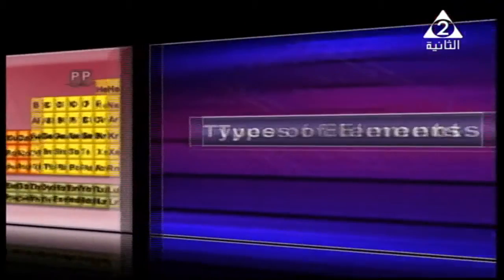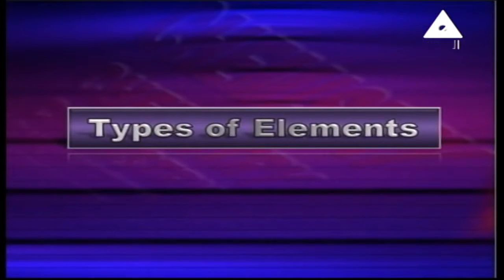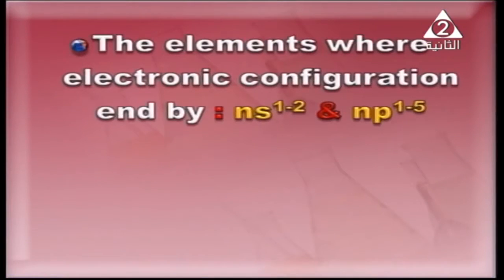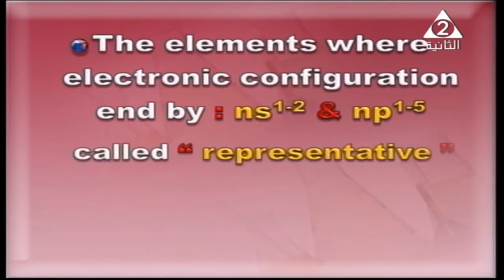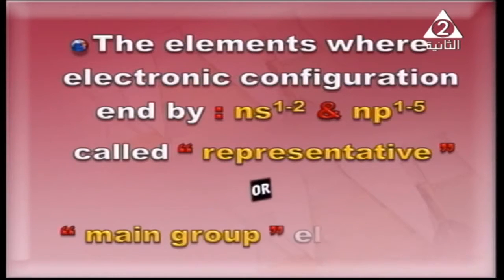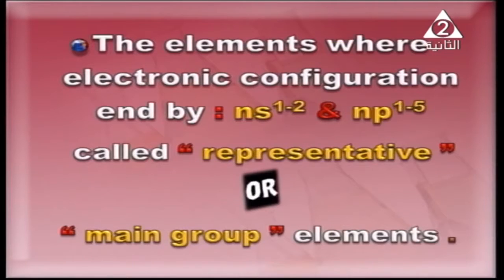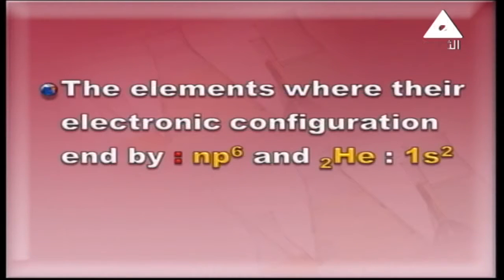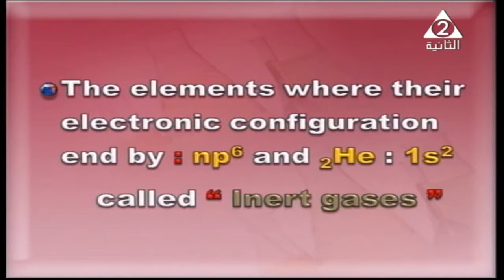Now we are going to discuss the types of elements of the long form periodic table. The elements whose electronic configuration ends by ns from 1 to 2 electrons and np from 1 till 5 electrons, we call these elements representative elements or main group elements. My dear student, notice that the elements whose electronic configuration ends by np6 and helium, which has atomic number 2 and electronic configuration 1s2, are called inert gases or noble gases.